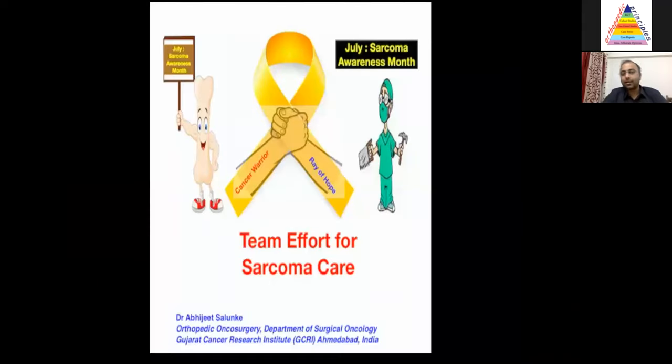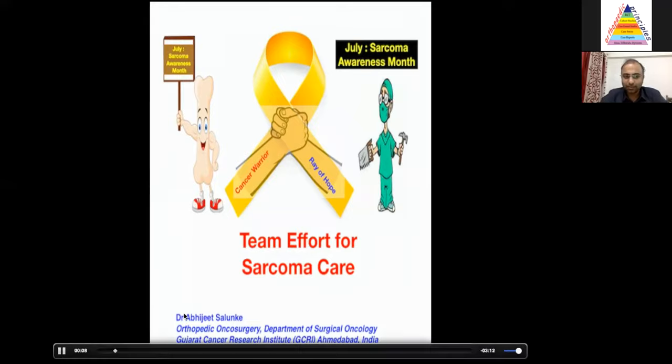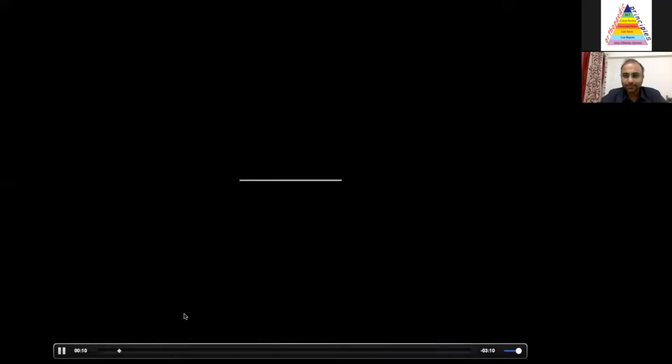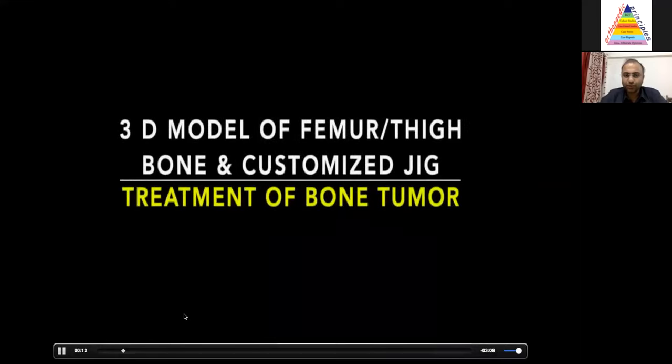So next, we have seen ECRT, that is extracorporeal radiotherapy. Then we have the alternative of liquid nitrogen. So for the centers where radiation is not possible and you don't have a radiation facility, liquid nitrogen is a good alternative. And this is how liquid nitrogen treatment is done. So July was Sarcoma Awareness Month. So these are the steps of using liquid nitrogen.